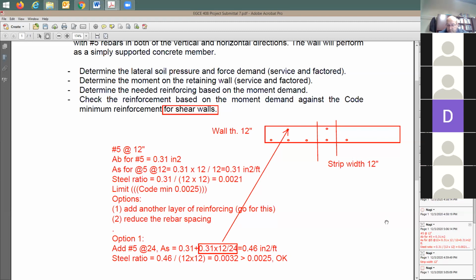Professor, I thought the maximum spacing for rebar was 18 inches. Can you do 24 for this because it's like supplemental rebar? Exactly, yes, because I have the main reinforcing and I don't really need this. Okay, thank you. Very good point, thank you.